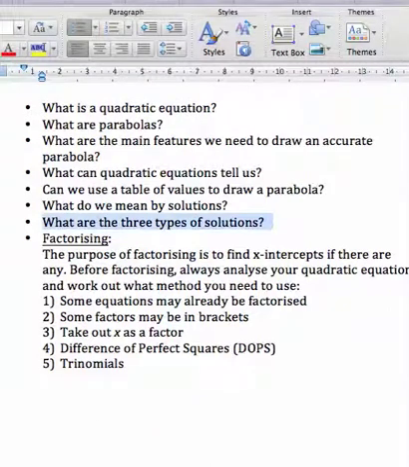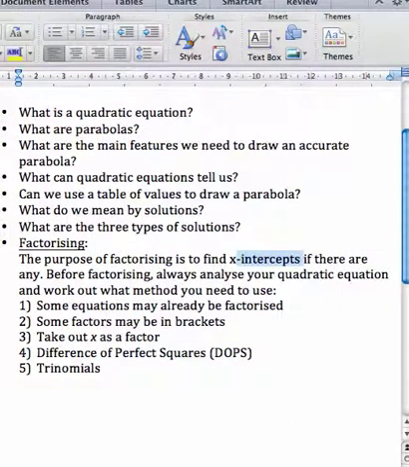Now, this is where factorizing is extremely important. We've spent quite a bit of time practicing on how to factorize, and the purpose of factorizing is to find any x-intercepts, okay, so if there are any. Before factorizing, we must always analyze your quadratic equation and work out what method you need to use. Now, you may have already started with some of these methods, but these are the five main things to look out for. So the first one is, some equations may already be factorized. And I'll give you an example of that one.